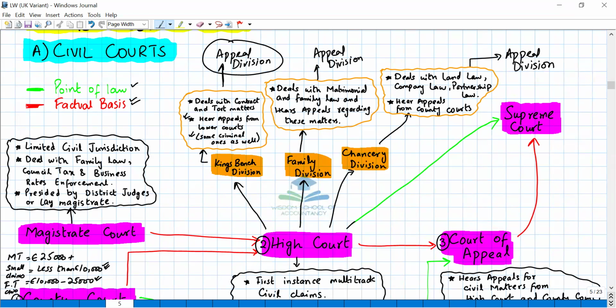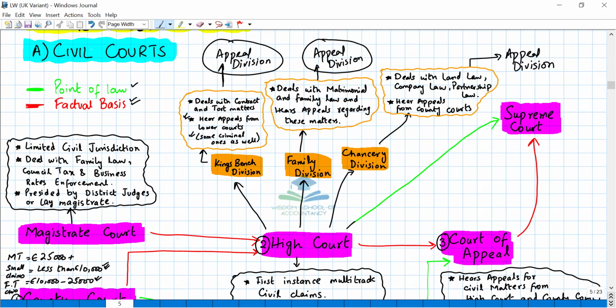Then the Family Division deals with matrimonial and family law cases and hears appeals regarding these matters. So again, the Family Division deals with matrimonial cases, family law cases, custody of the child cases, divorce cases, which are big, significant cases. These are heard by the Family Division. Plus, any appeal regarding these matters is heard by the appeal division of the Family Division.